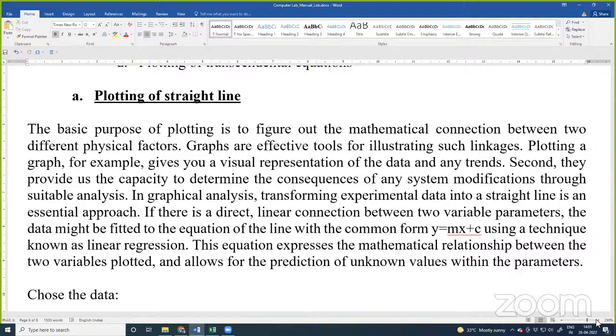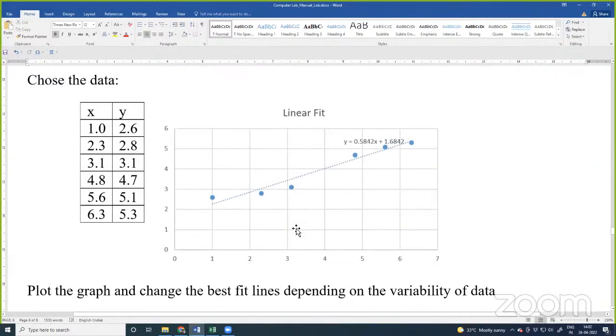The linear regression equation expresses the mathematical relationship between the two variables that can be plotted, and allows us to predict unknown values within the parameters. y = mx + c, provided the line does not pass through the origin. If it passes through the origin, or the intercept meets the origin, then we can say y = mx. If it does not, then the line will not pass through the origin.